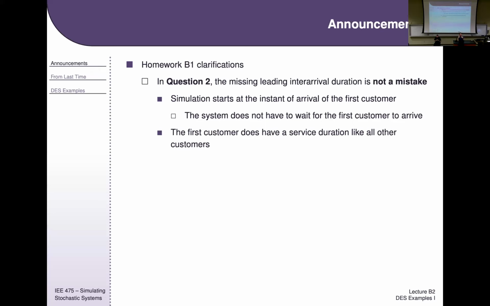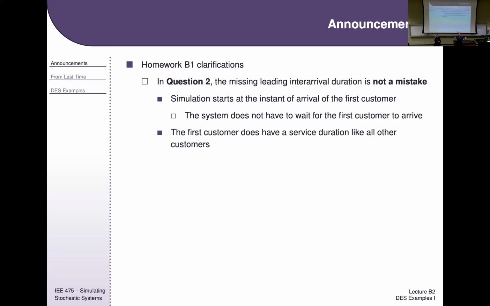And that's because the simulation starts on the first customer. So every customer is preceded by an interarrival duration, except for the first customer, because we start the simulation on the first customer. So the interarrival duration that preceded that customer is in the past. We just don't even worry about that.